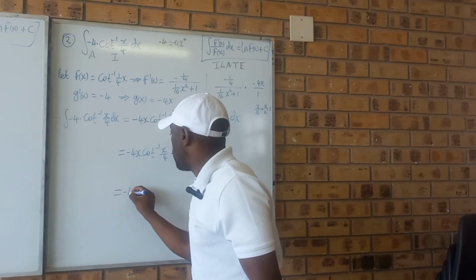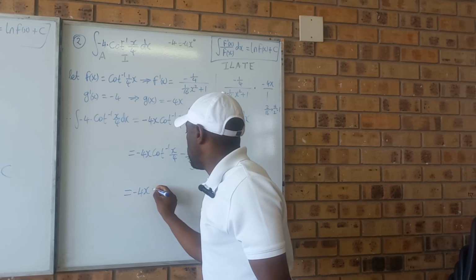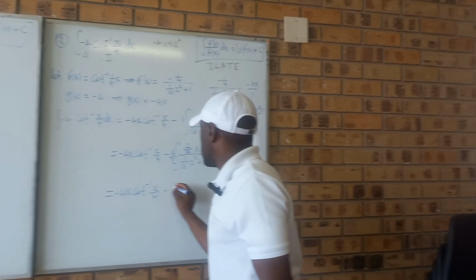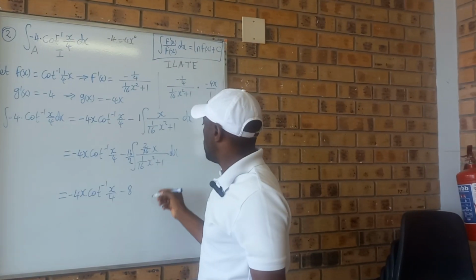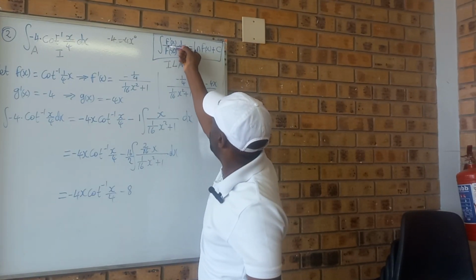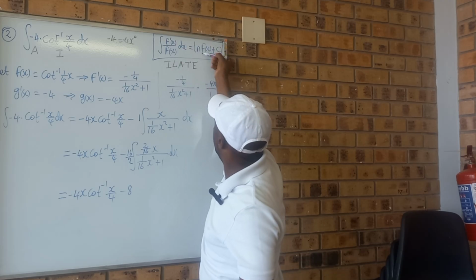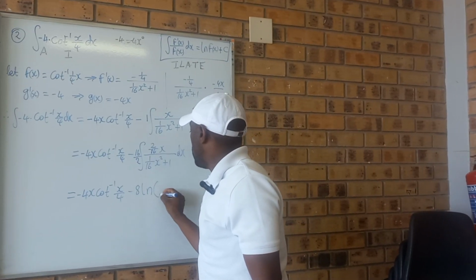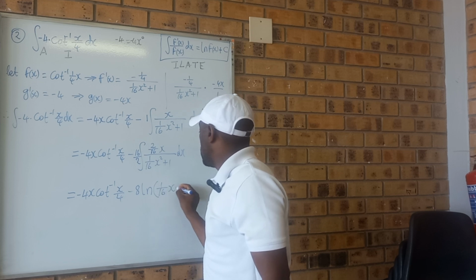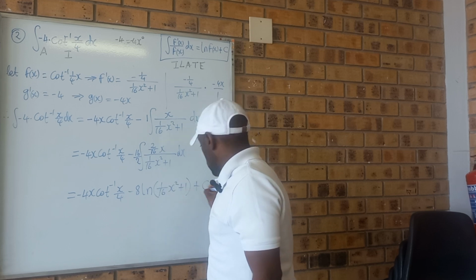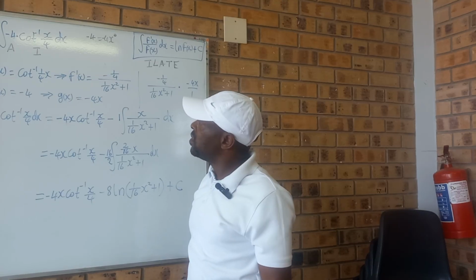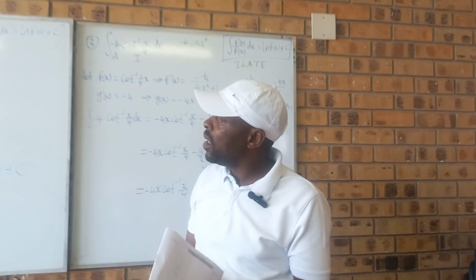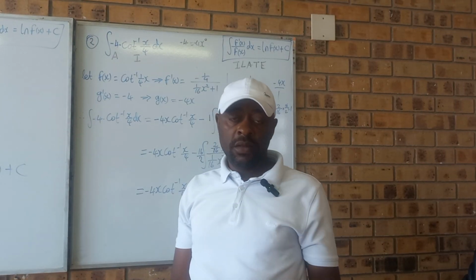You can then write down your final answer, which is negative 4 arc cot x over 4, then minus 8, since 16 over 2 is 8. Then your final answer says whatever you place on the left side of the formula, you will do it on the right side of the formula, which is just the log of 1 over 16 x squared plus 1 plus c. So guys, this is how we integrate arctan and arc cot. Thank you very much.